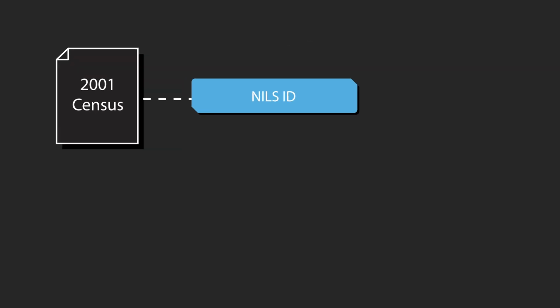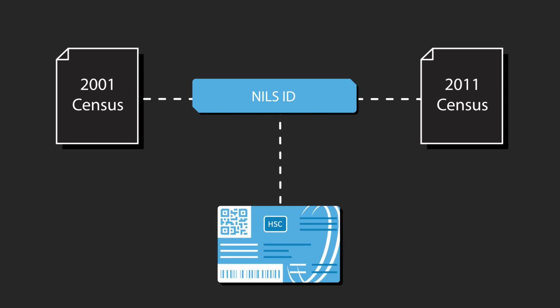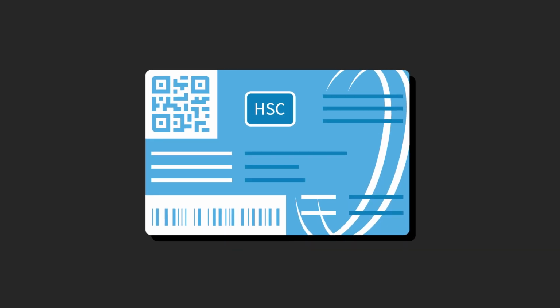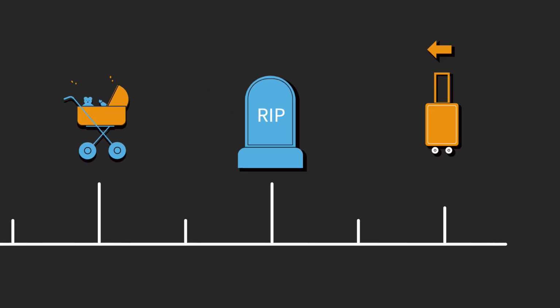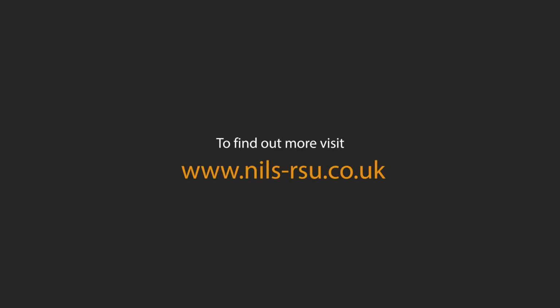The third and final step is to use the NILS ID to link the census data to the NILS health card spine. This is useful if you're interested in events between censuses such as address changes, births, deaths, immigration, and emigration. After this, you can now start to recode and label your data.